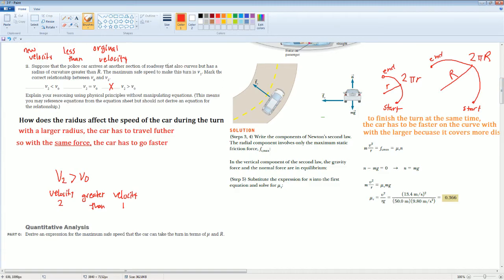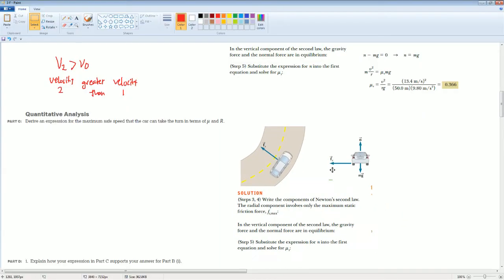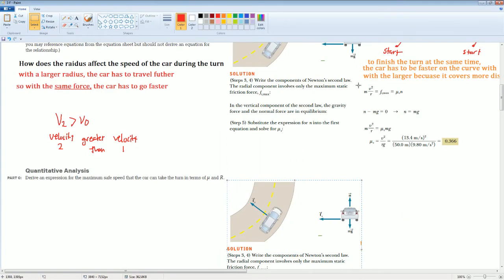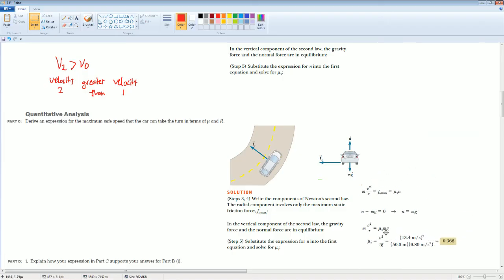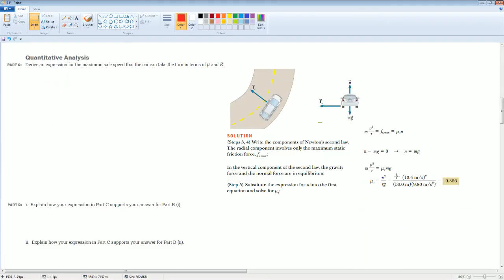So here, let me just bring this down because you're going to need it down here. And here's the equation for it. Here I just threw in some numbers. You don't even need the numbers, so let me just take out the numbers here. You're going to derive an expression for the maximum safe speed that the car can make to make the turn.